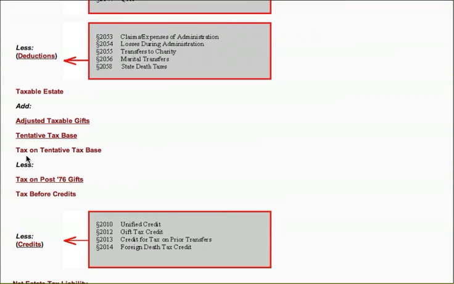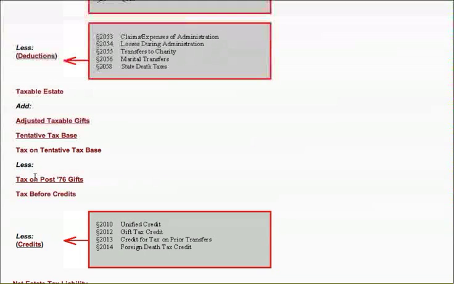From that tax amount, you're going to subtract the tax that was computed on post-76 gifts. So these are gifts that occurred after 1976. When you're looking at the tax on the post-76 gifts, what occurs in that calculation is you're looking at the gross gift tax less the available credit.